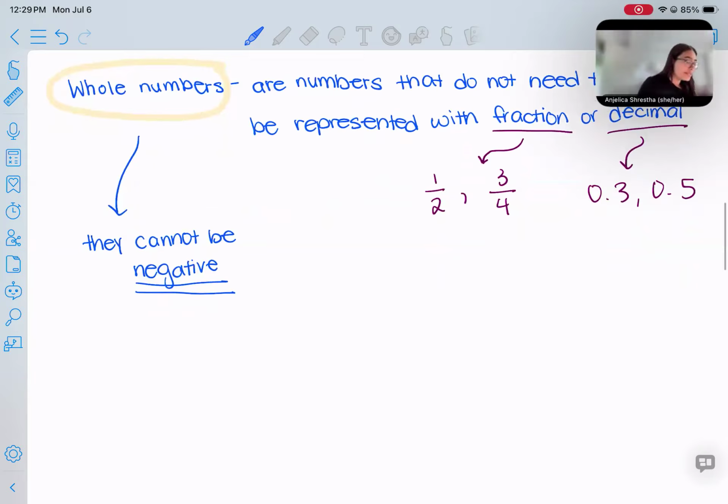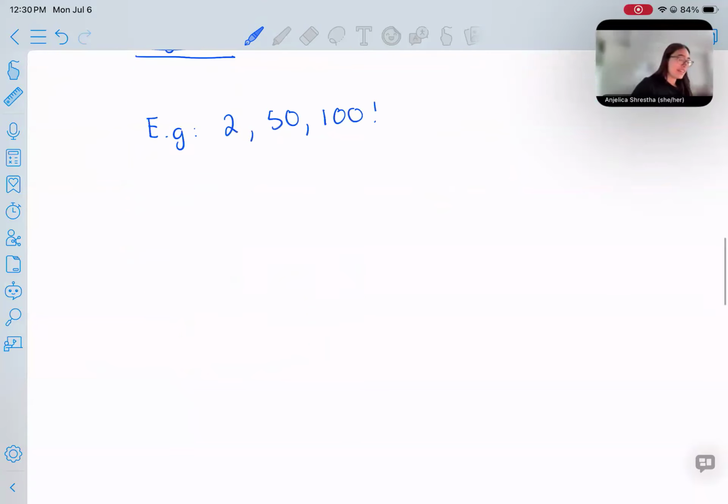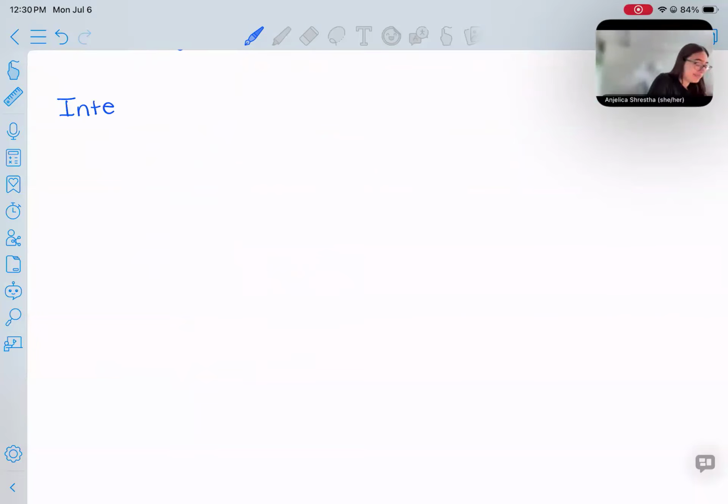So give me an example of a whole number. Right. 2. Another one. 50. And one last one. 100. Perfect. Now let's look at a different type of number. Do we have that in mind right now? Right. Integers. A very nice name, right?